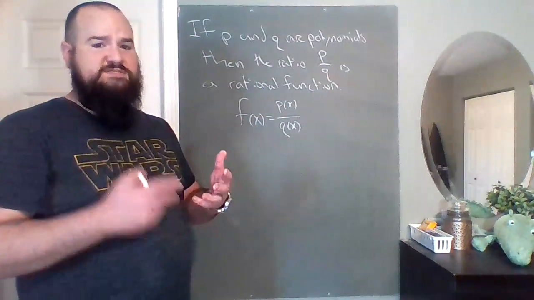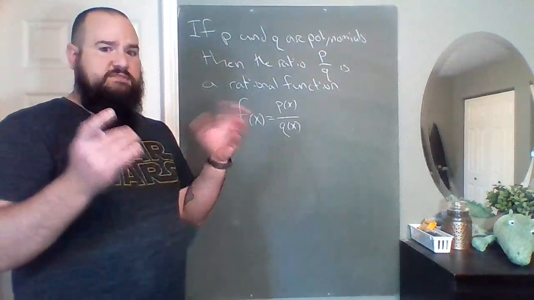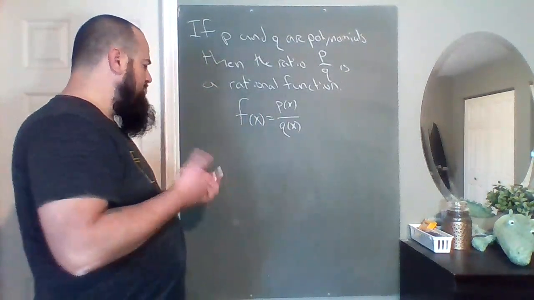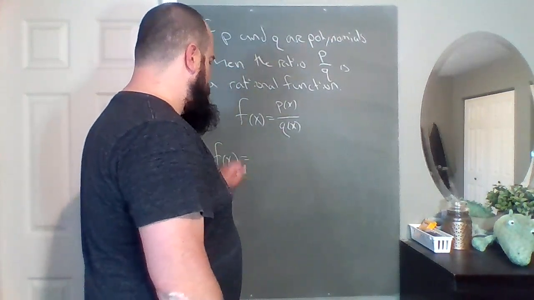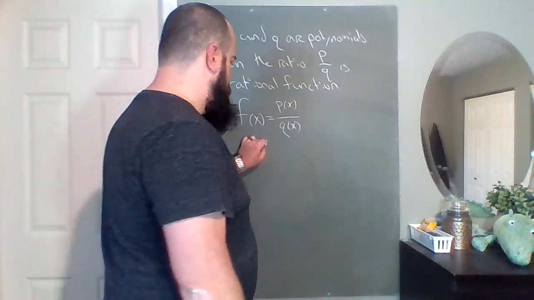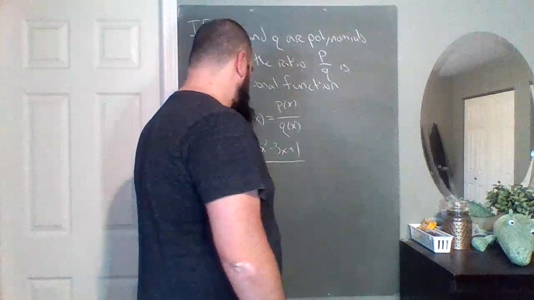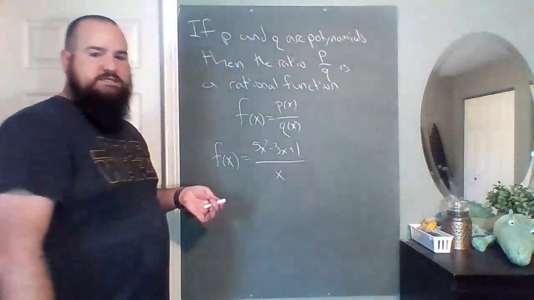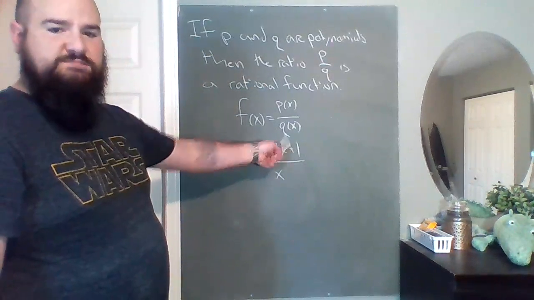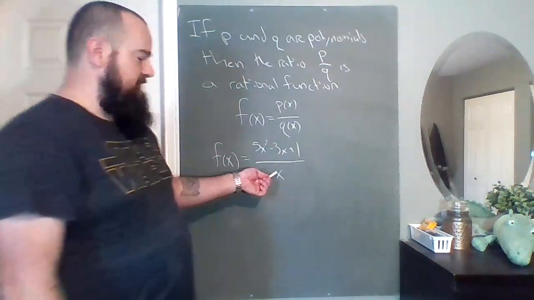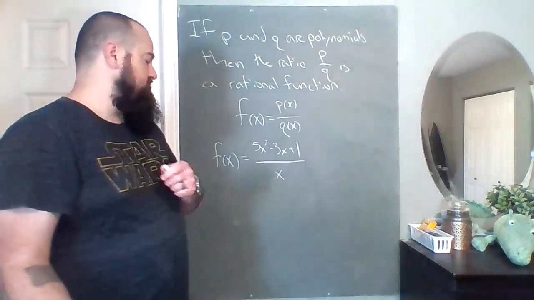So what's really cool with this is if the numerator and denominator are polynomials, then that's a rational function. So if we look at, say, an example, this is a rational function. 5x squared minus 3x plus 1, that's a polynomial. X, that's a polynomial. So we have a polynomial over a polynomial, thus we have a rational function.